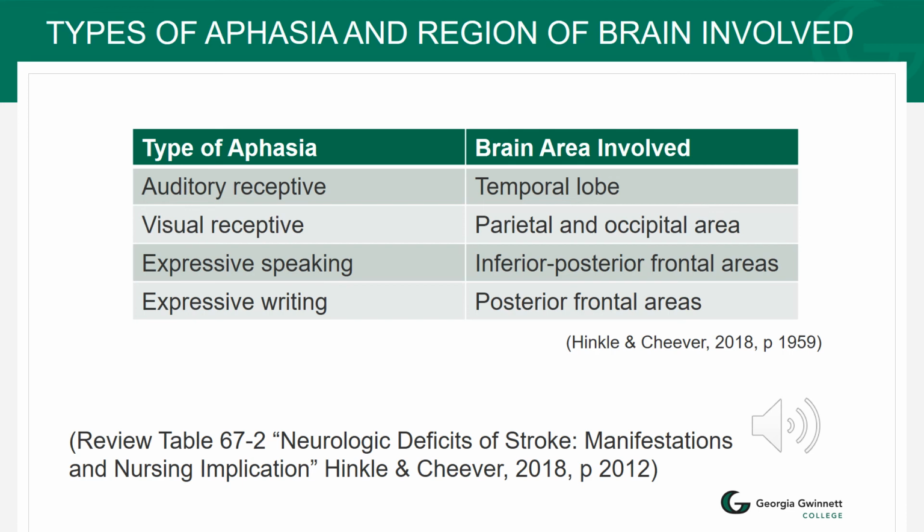There's a really good chart or table in the textbook on page 2012 that breaks up these neurologic deficits of strokes based on the deficit. So it breaks it up by visual, motor, and sensory and verbal, cognitive and emotional deficits. And it tells you what that client's going to look like and how that should impact your nursing interventions or how you educate clients. I would highly recommend you know that table on page 2012.